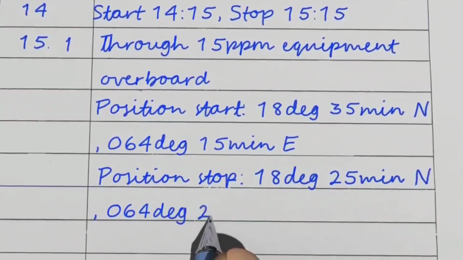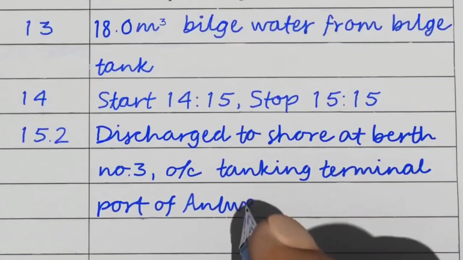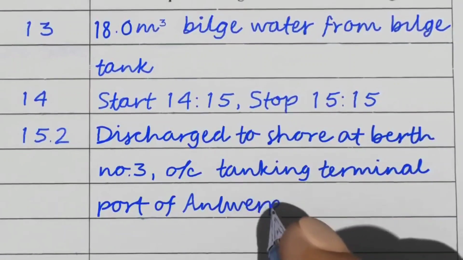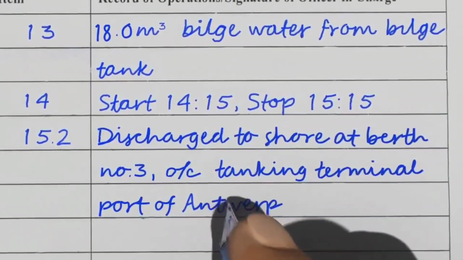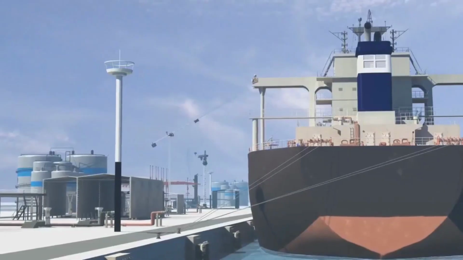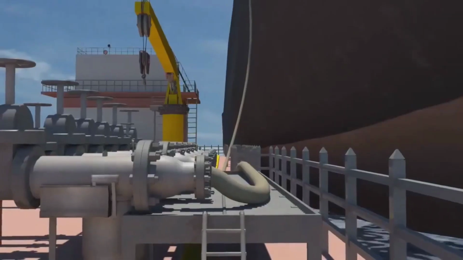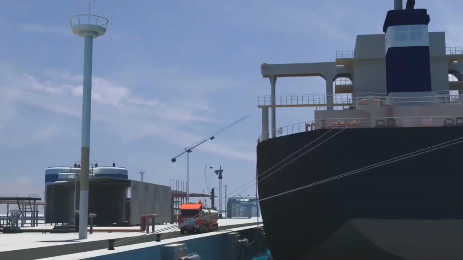Item 15 requires the method of discharge, transfer, or disposal to be recorded. 15.2 is applicable if the bilge water is disposed to a reception facility. The name of the port, terminal, or barge is to be recorded here.